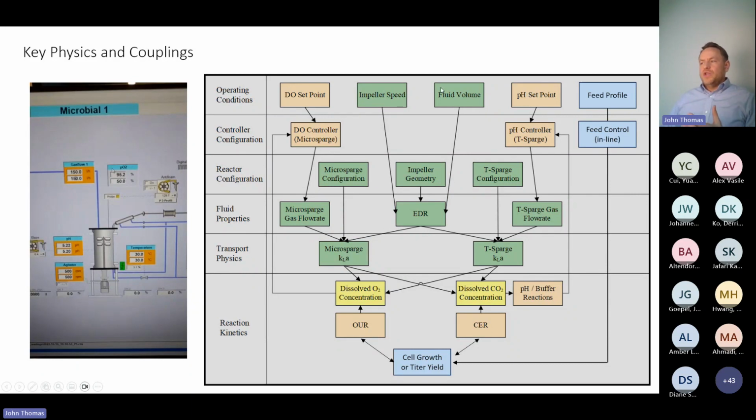And so foundationally, when you tune the kLa, you have to go through this Jacob's ladder of adjusting the impeller speed, the EDR, the gas flow rate, etc., which eventually culminates in what the cells are seeing: the DO concentration, the CO2 concentration, nutrient concentration, etc.